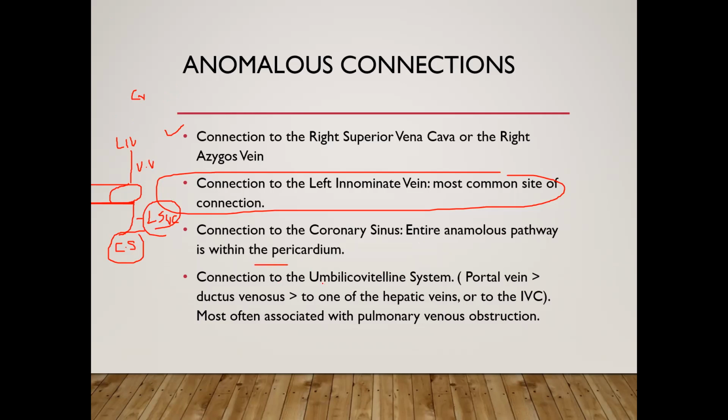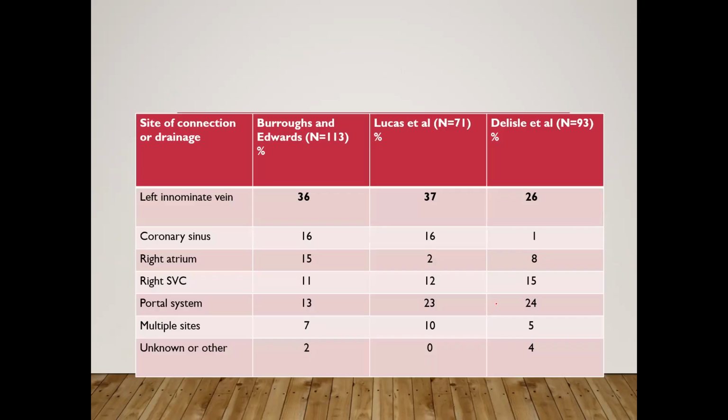Connection to the umbilical vein system, that is the portal vein, is the most common, along with ductus venosus or to one of the hepatic veins or the IVC, most often associated with pulmonary venous obstruction. These are the various series where different connections have been shown: Burrows and Edwards, Lucas et al., and Delisle et al. The most common is the left innominate vein in different series, followed by coronary sinus in some, and right atrium, right SVC, portal system and multiple sites.